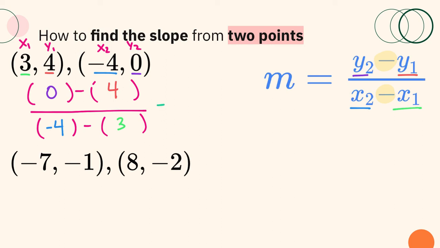And then I'm just going to do the subtraction. So 0 minus 4 is -4. And -4 minus 3, take the sum of those numbers, and that's -7. You can use your graphing calculator to help you simplify, but a negative divided by a negative is a positive, so the slope for this problem is 4/7. Let's do the same thing for the second one.